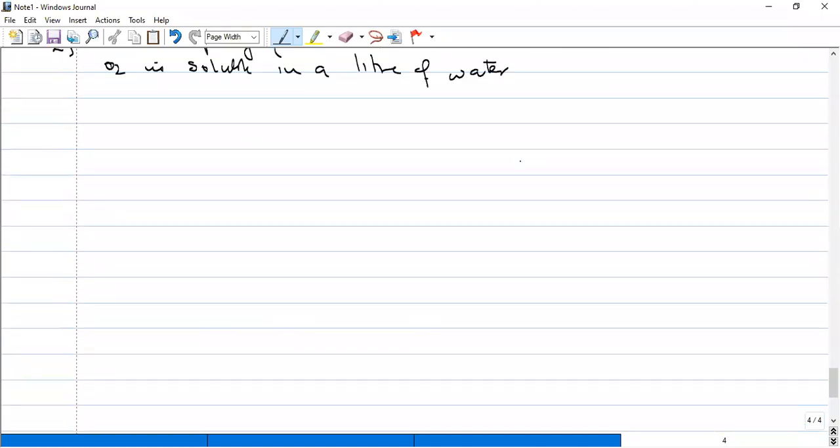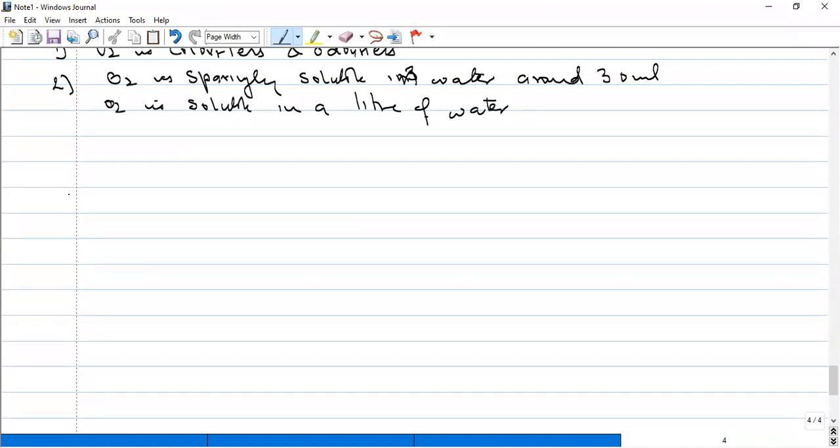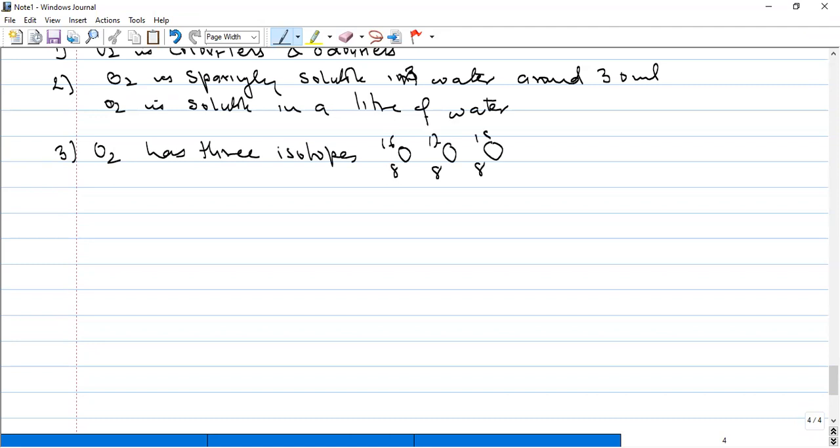Oxygen has 3 isotopes. That all you know. Which are those 3 isotopes? O816, O817, O818. The 3 isotopes of oxygen have same atomic number but different mass.